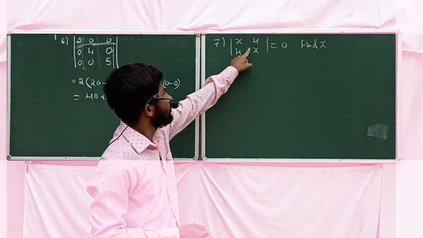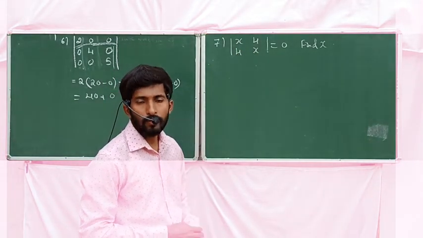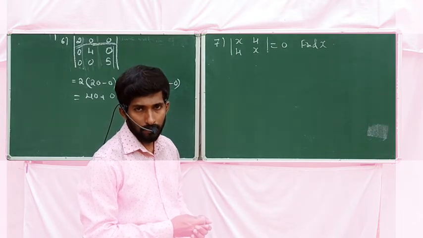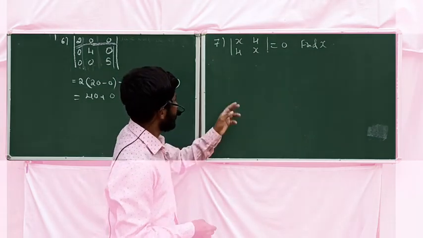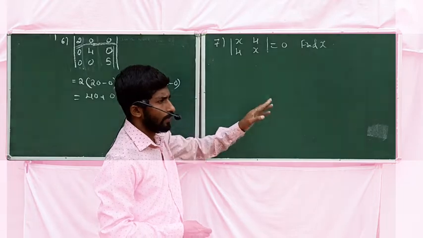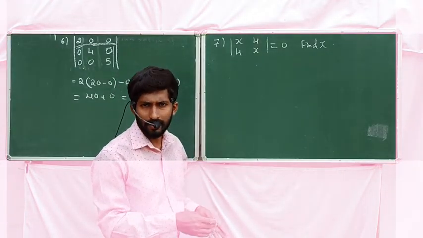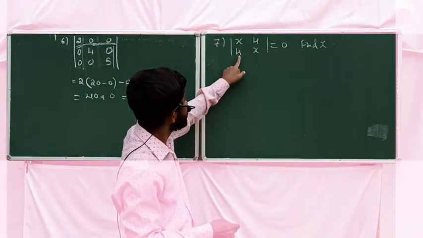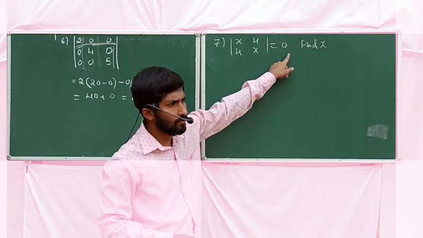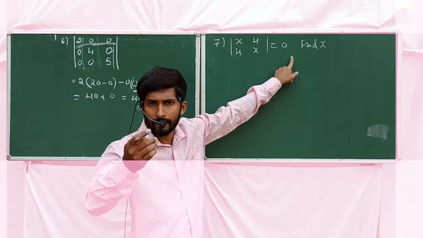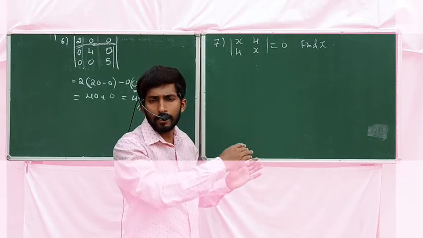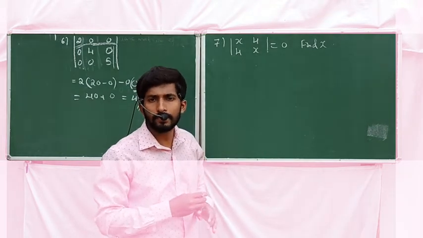Determinant of the matrix with rows x, 4 and 4, x is equal to 0. We need to find x value. Okay. See, first you need to calculate the determinant. Okay, you can't write x is equal to 0 directly because it is not a matrix. See, if this matrix is equal to 0, 0 means that time that is a 0 matrix. All elements are 0. That time comparing you can write x is equal to 0 directly.